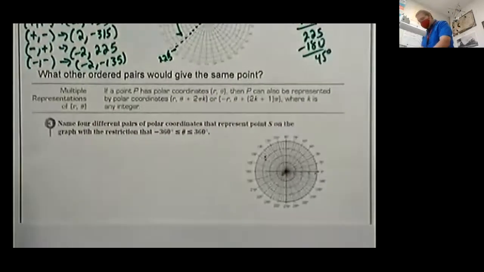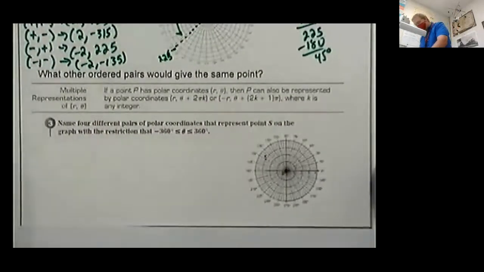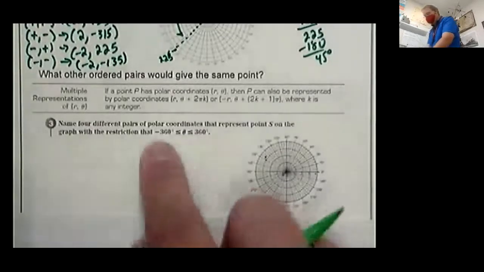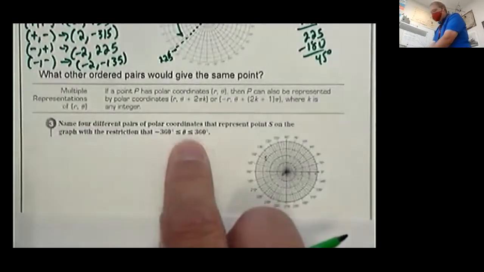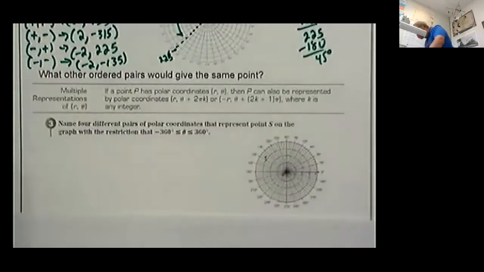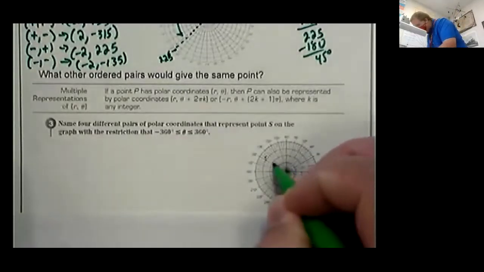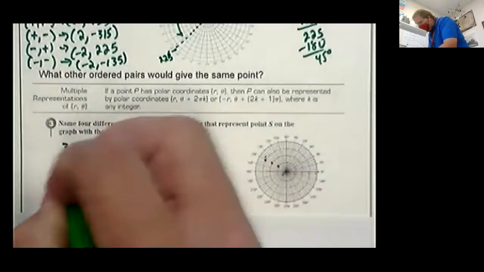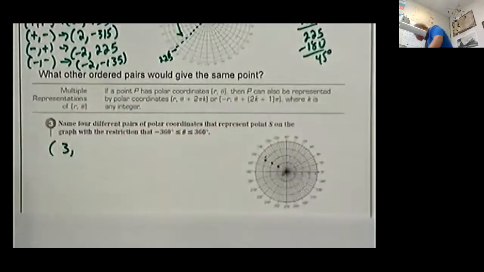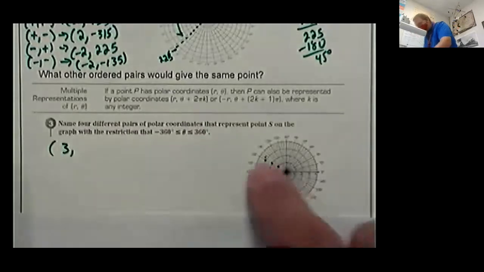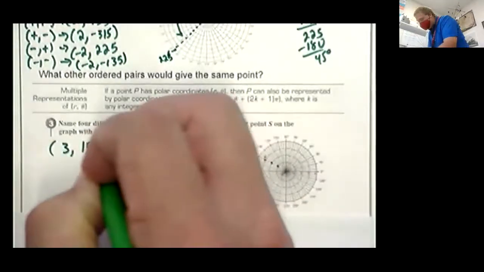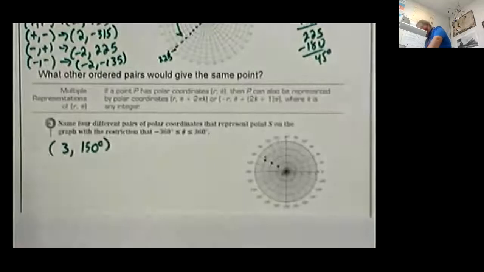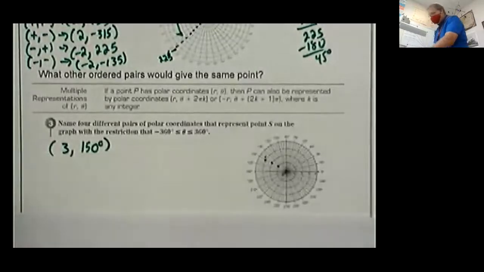Number 3, name 4 different pairs of polar coordinates that represent point S on the graph with restrictions. We want to keep theta between +360 and -360. So first, what is the point we're graphing? Well, notice this is 1, 2, and 3 units out. And also notice this is in degrees, and we're at 150. So what are the other 3 points we can get?